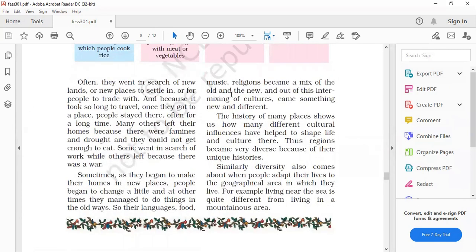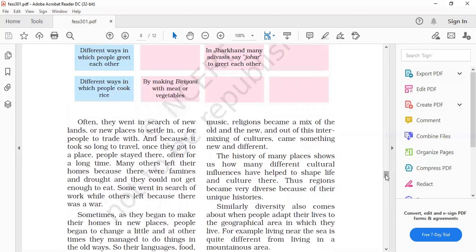Okay, underline these words, intermixing of cultures. It's very important in Civics chapter 1, the intermixing of cultures. And the question here is, how did intermixing of cultures in India take place? So what is the question? How did intermixing of cultures in India take place? Your answer is here.